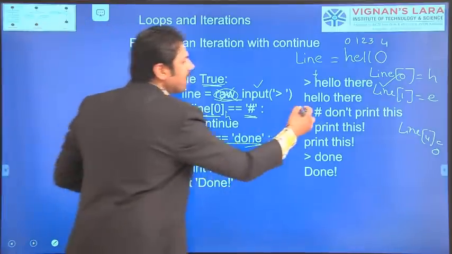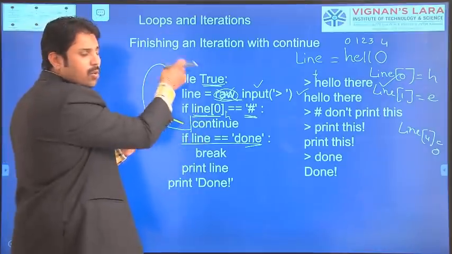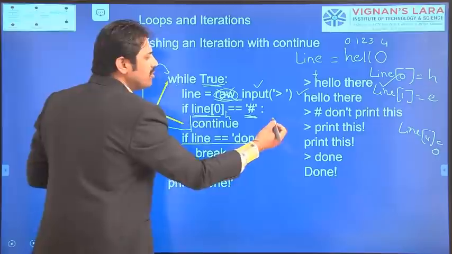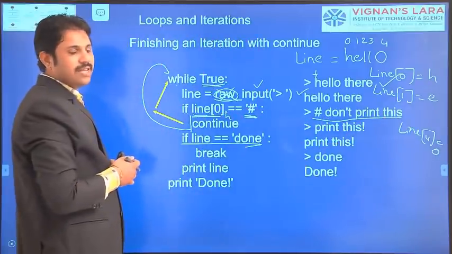Print line. What is the print line? Hello, there. Again go to the while loop. Line equals, the next word is hash. Don't print this. This is my comment statement.